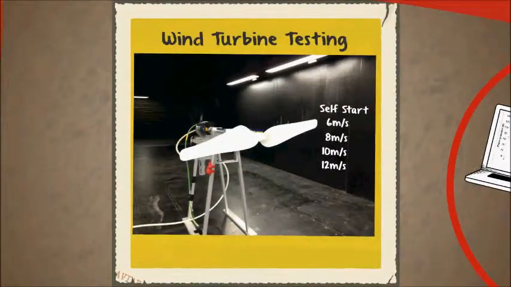Let's now take our wind turbine to the Honda wind tunnel in Imperial College to test its self-starting capabilities and performance at various wind speeds.